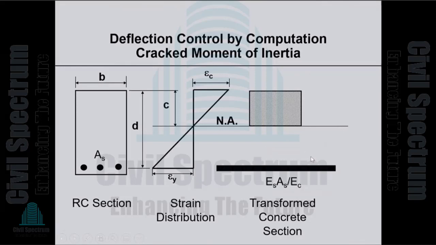This is the so-called transformed section, to figure out the cracked moment of inertia. So this is our section, with the strain distribution. The concrete below the neutral axis is disregarded in computations. This is the reinforcement at depth d from the extreme compression fiber. And we are taking an equivalent concrete area, the reinforcement area multiplied by the modulus of elasticity of the steel divided by the modulus of elasticity of the concrete. So this is a transformed concrete section.